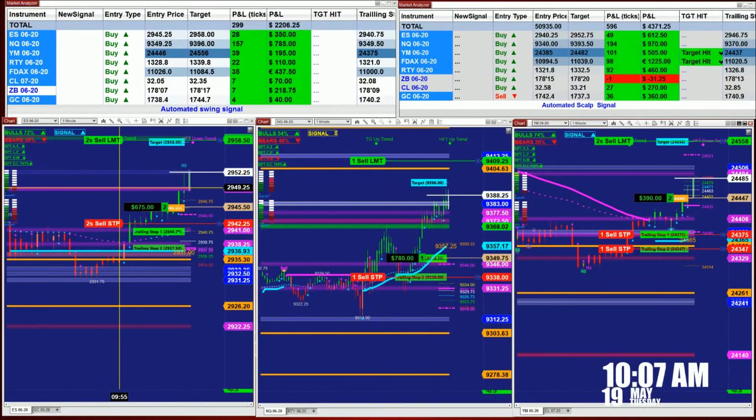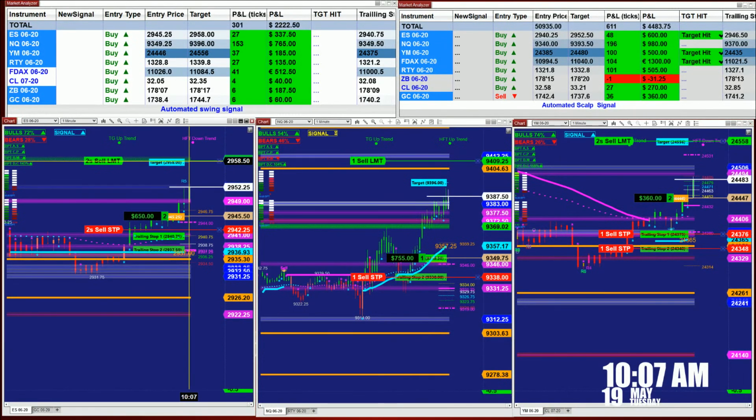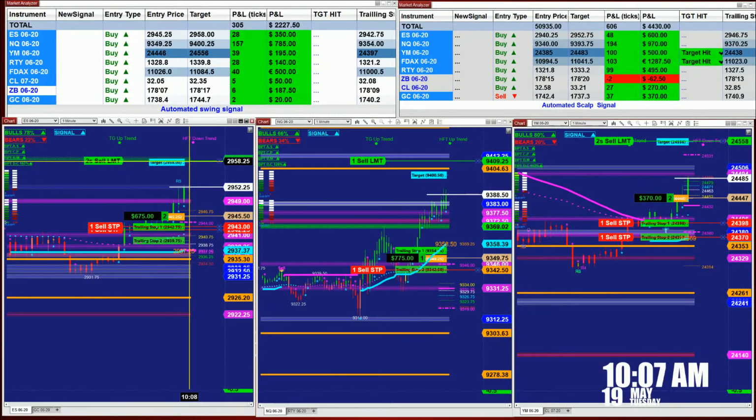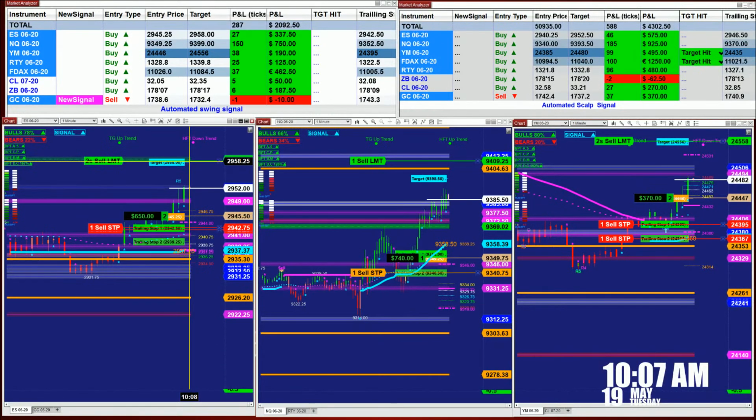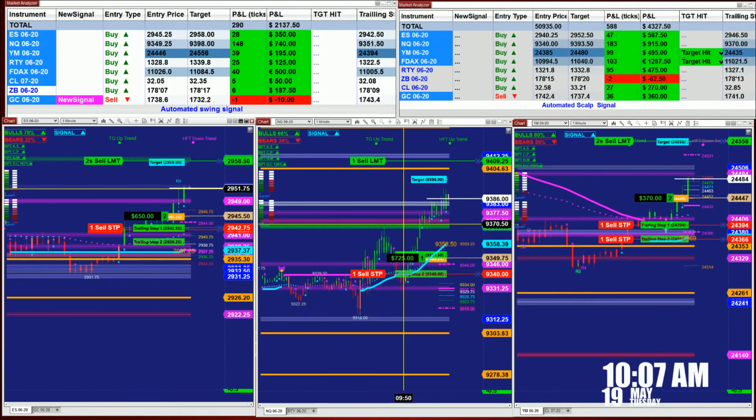Once we broke that critical area here, we're going to break that last resistance line, 2952, and hit that number, 2958. I'm not going to play with it because it's followed by a projection, and I'm going to stay on that projection.